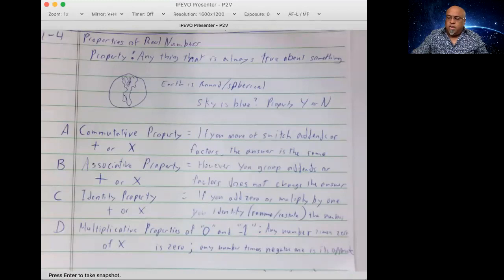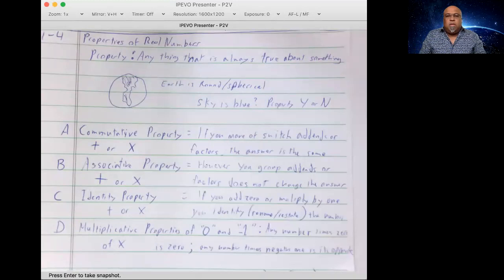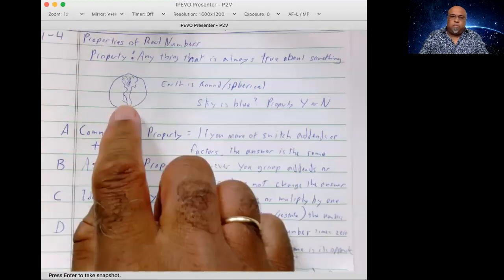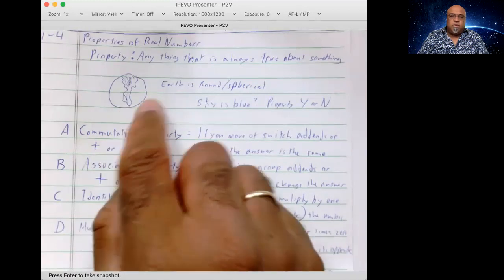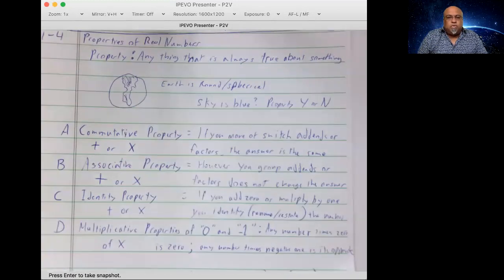Property means anything that is always true about something. So a property of something is anything that is always true about something. For example, a property of the earth, and here's a nice little drawing of the earth, is that it is round or spherical. That is always going to be true. The earth is always going to be round or spherical.